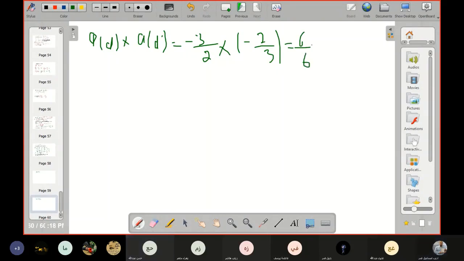6 over 6. We get to, the answer is what? Over 1. 1. Hassan, are the two lines perpendicular? Yes.